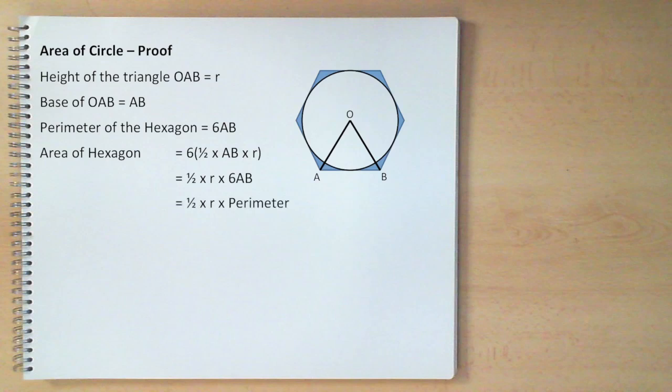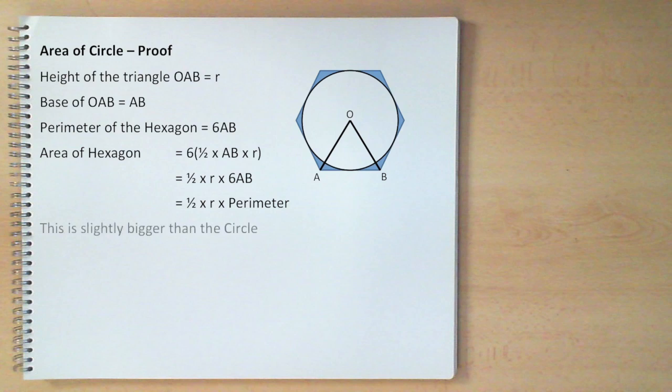So we can say that the area of the hexagon is a half times r times 6AB, and that's a half times r times the perimeter of the hexagon. We've gone through that quite quickly, so if you're not quite sure of how we got there, just go backwards through the video and watch it again until you are sure that the area that we've worked out for the hexagon is correct. But the key there is replacing one part of it with the perimeter.